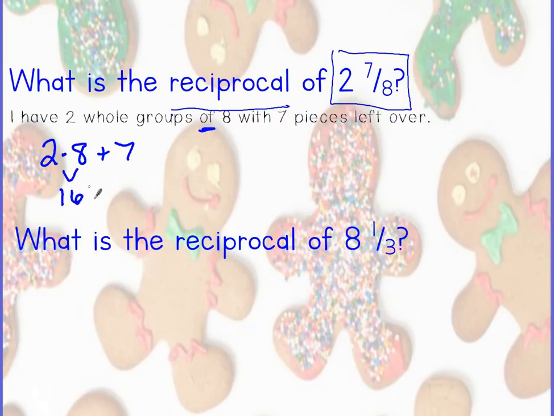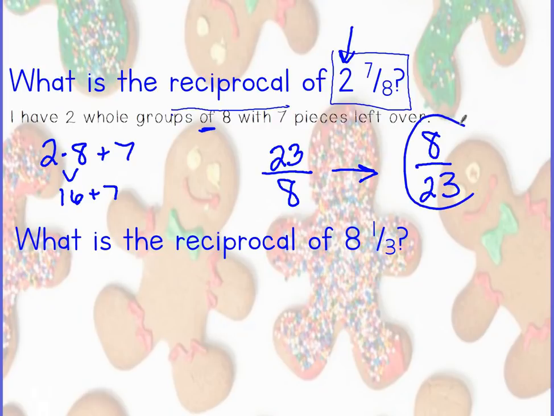So I have 16 pieces in just those two groups. I'm going to add the extra 7 pieces, and that's going to give me 23. And I'm still taking those 23 pieces and putting them into groups of 8. Now to get the reciprocal of this, I flip it. So my reciprocal would be 8/23.